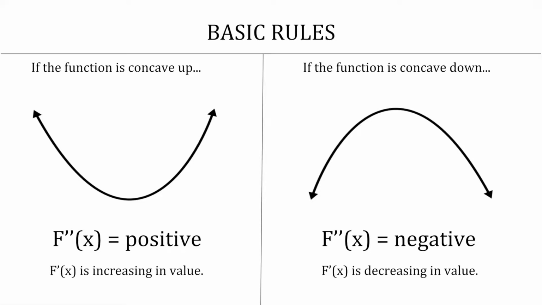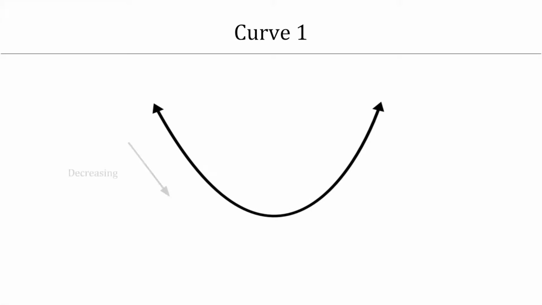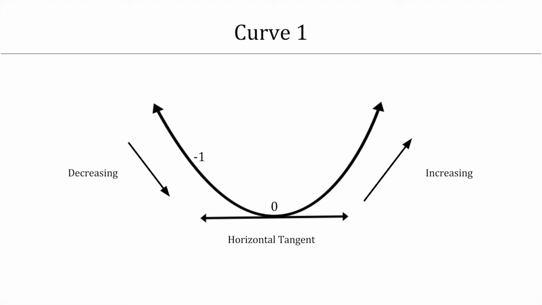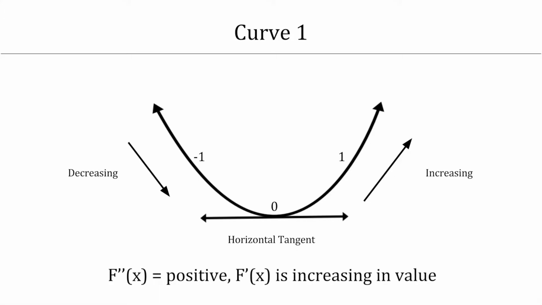Now let's analyze these two curves. First, we have concave up. On the left, the function is decreasing, so let's say at this point the slope is approximately -1. Then at the bottom, the slope is 0 because there is a horizontal tangent. And then at the right, the function is increasing and is approximately 1. So notice that when the second derivative is positive, the first derivative or the slope is increasing in value, which is seen as the function goes from -1 to 0 to 1.